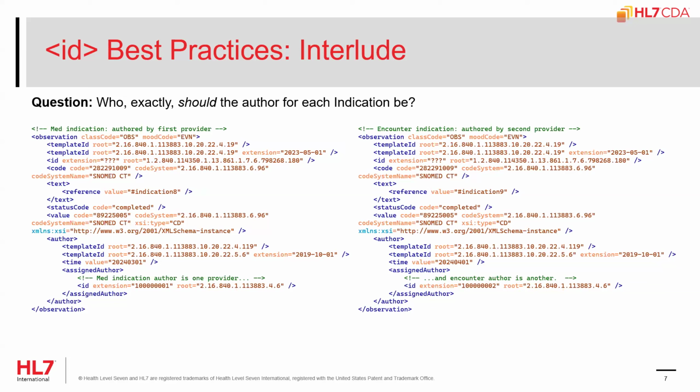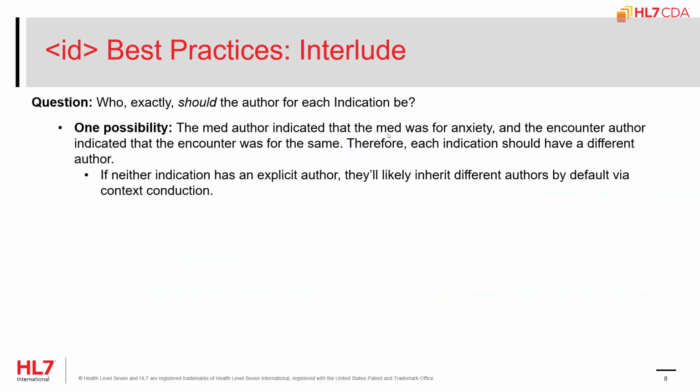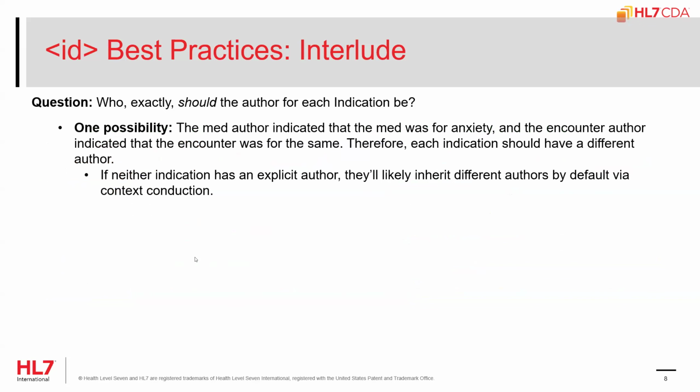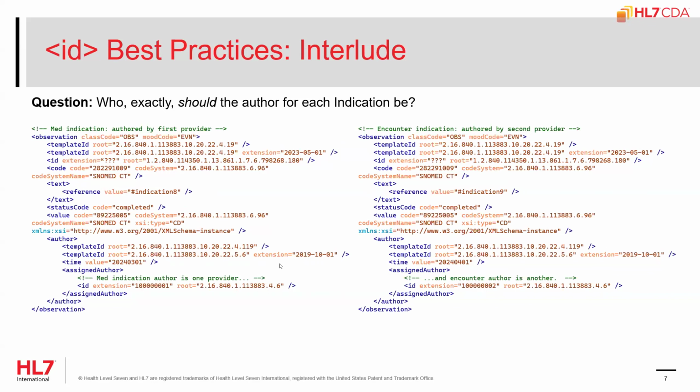And therefore, according to the context conduction rules, which who knows how cleanly they are followed in all cases by everyone, you would just inherit different authorship. Like the medication indication would have the med author anyway, and the encounter indication would have the encounter author anyway. The other way you could argue this is that each indication should have the same author because it's the provider who originally documented the problem. If that's the case, then this question becomes moot, because now both indications are 100% identical, and obviously you can use the same ID for both.